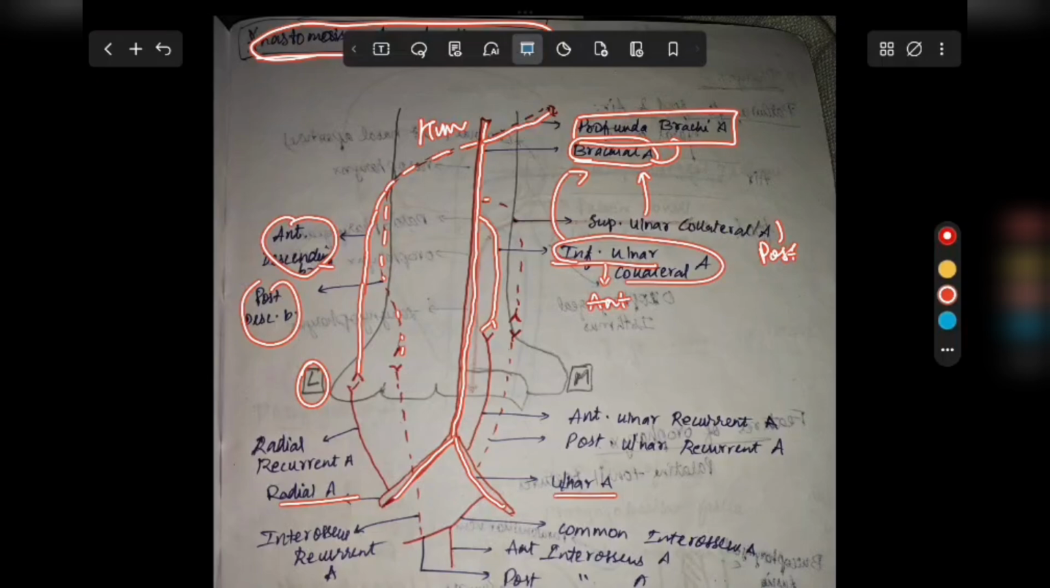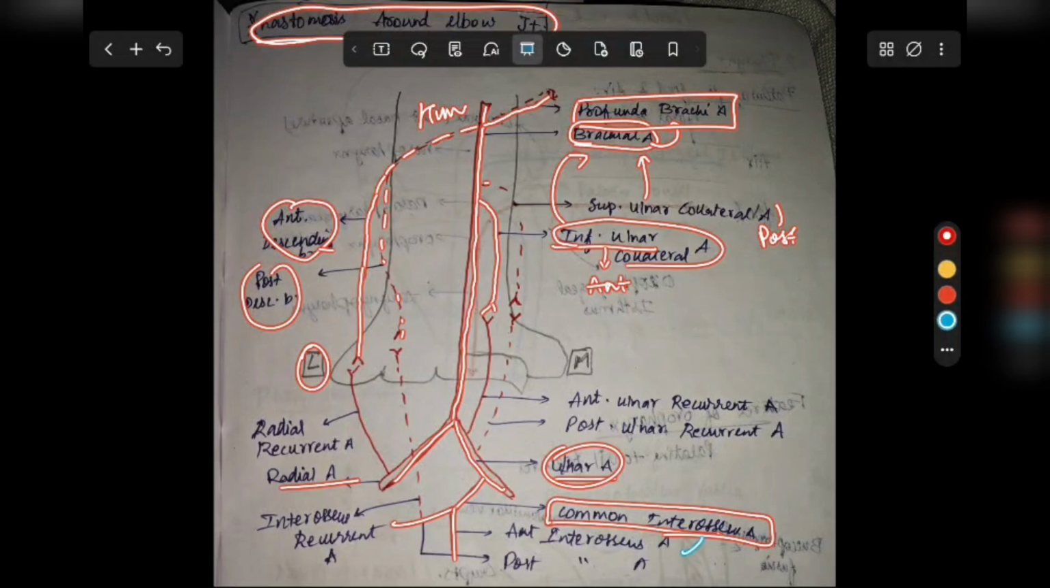Now the ulnar artery and radial artery. The ulnar artery divides as the common interosseous artery. This common interosseous artery gives rise to two branches: the anterior interosseous artery and the posterior interosseous artery. Then the radial artery also gives rise to one branch, the radial recurrent artery. The ulnar artery gives two branches, the posterior ulnar recurrent artery and the anterior ulnar recurrent artery. The posterior interosseous artery gives another branch called the interosseous recurrent artery.